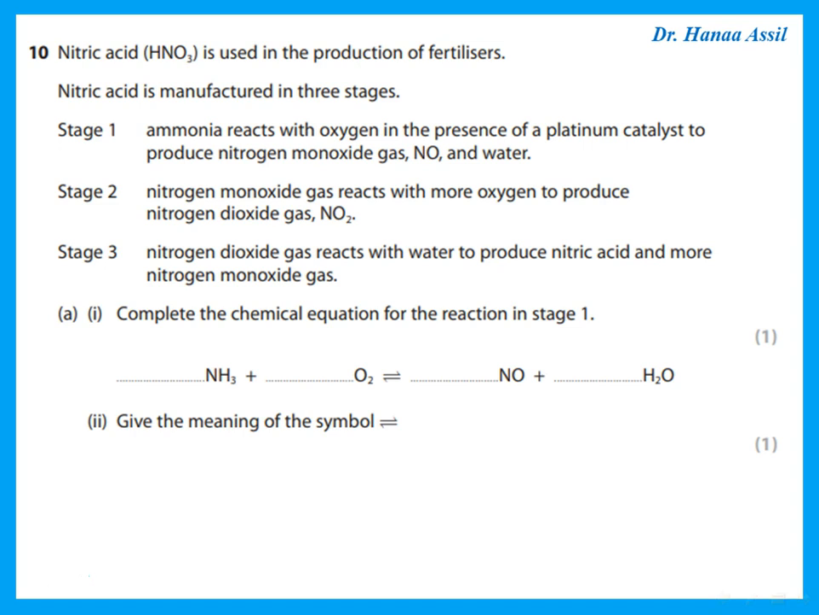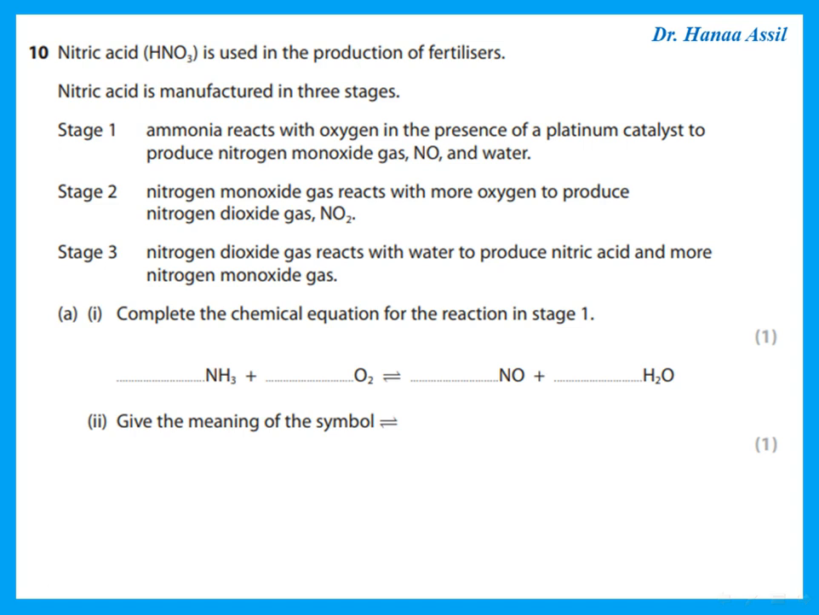Nitric acid is used in the production of fertilizers. Nitric acid is manufactured in 3 stages. So he's saying in stage 1, we're going to react ammonia with oxygen in presence of platinum catalyst to produce nitrogen monoxide and water. And then in stage 2, the nitrogen monoxide reacts with more oxygen to produce nitrogen dioxide. And then the nitrogen dioxide gas reacts with water to produce nitric acid and more nitrogen monoxide.